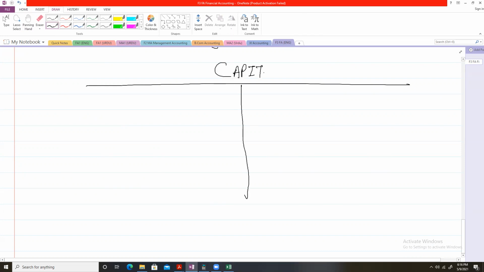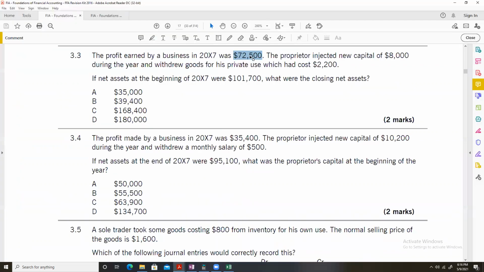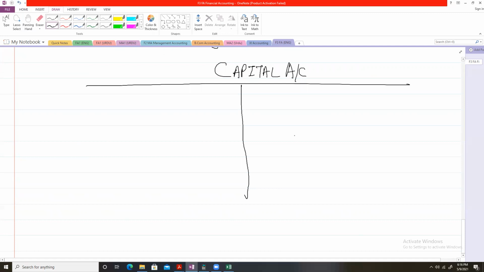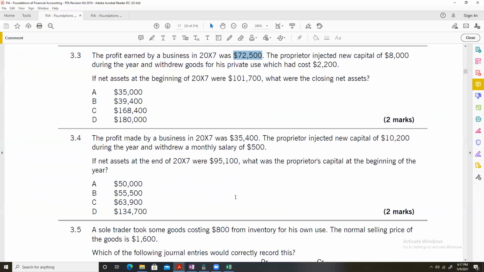Okay, now this is a capital account of a business. Here in the question, we are told that the profit earned by the business was how much? $72,500. The capital account of the business should be credited with the amount of profit, 72,500. So I have mentioned 72,500 on the credit side of the capital account.